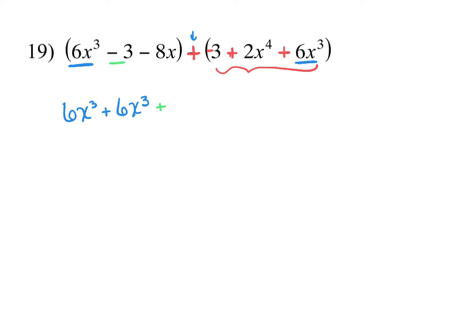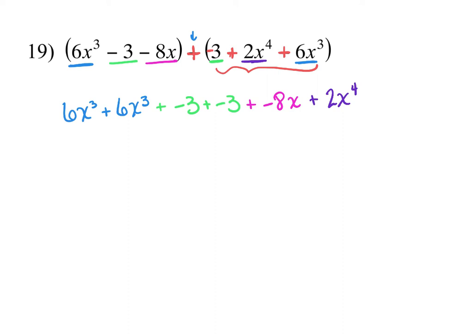And then I have a negative 3 plus a negative 3. And then I have a negative 8x. All right, and can that combine with anything? No, it cannot. And then I have not finished everything because this also has not been accounted for. That's plus a positive 2x to the 4th. And so you want to make sure that you have accounted for everything when you do this, all right?